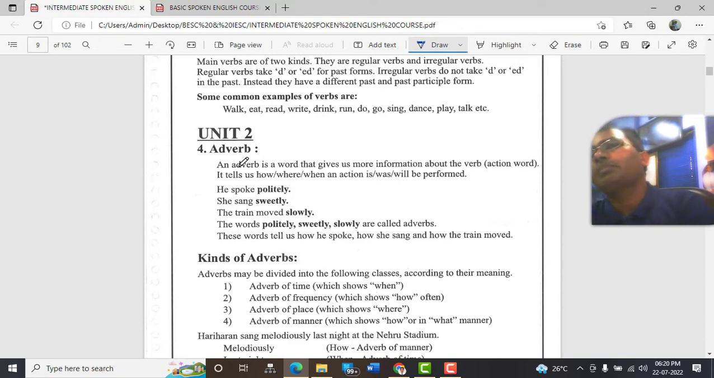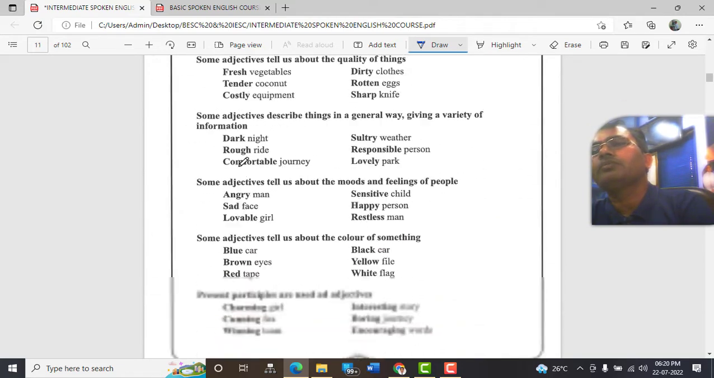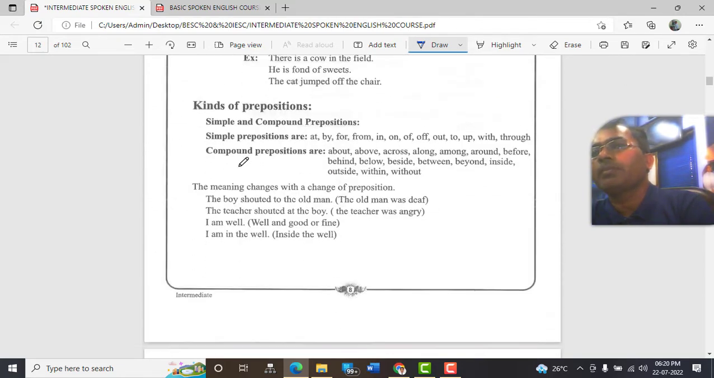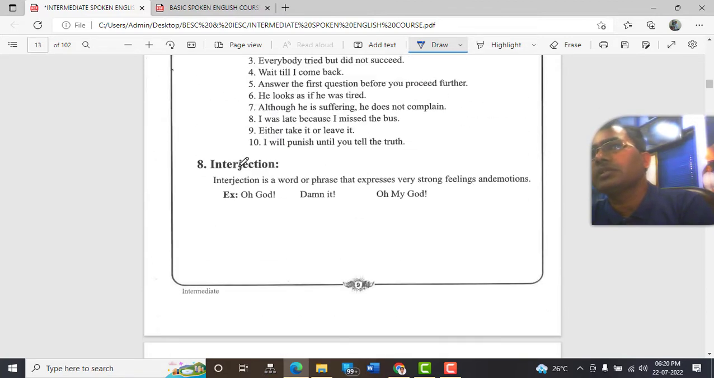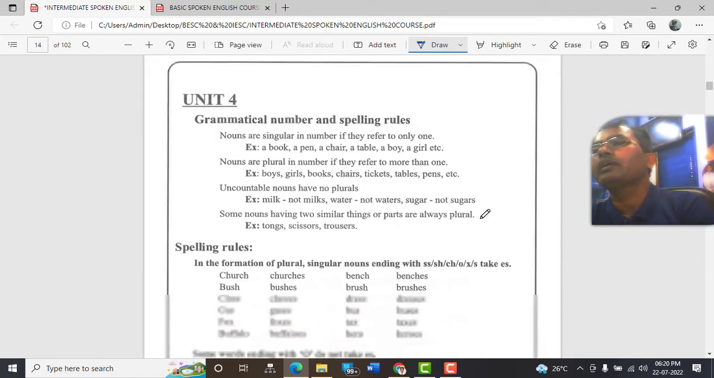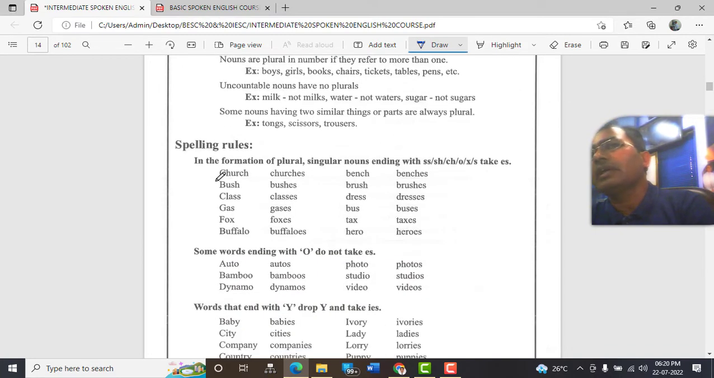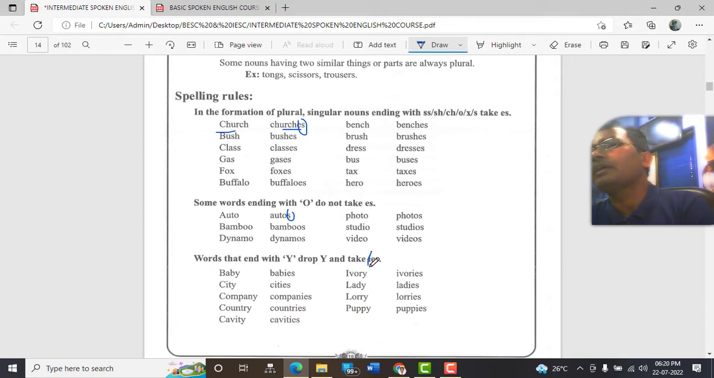After we understand these 8 parts of speech, we will go for the second lesson, where we'll be continuing with the parts of speech. We'll take up adverb, then adjective, then preposition, then conjunction, interjection. Then in unit 4 we'll talk about grammatical number and spelling rules. How do you actually speak on singular and plural, and while we are doing that, how do you focus on spelling? Whenever a singular word converts itself into plural, we add es, where you should be adding es, where you should be just adding s, and where you should be adding ies.